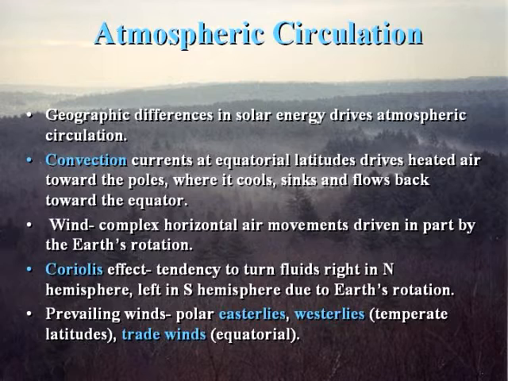Now, here's another picture with quite a bit of atmosphere. And so it gives us the opportunity to write a few notes about this phenomenon. What we notice is that geographic differences in the amount of solar energy reaching the Earth drives atmospheric circulation. So, for example, with respect to convection, air that's heated in tropical regions, equatorial regions, becomes less dense, rises, and heads toward the poles. As it approaches the poles, it cools, becomes more dense, and sinks, and starts flowing back toward the equator.